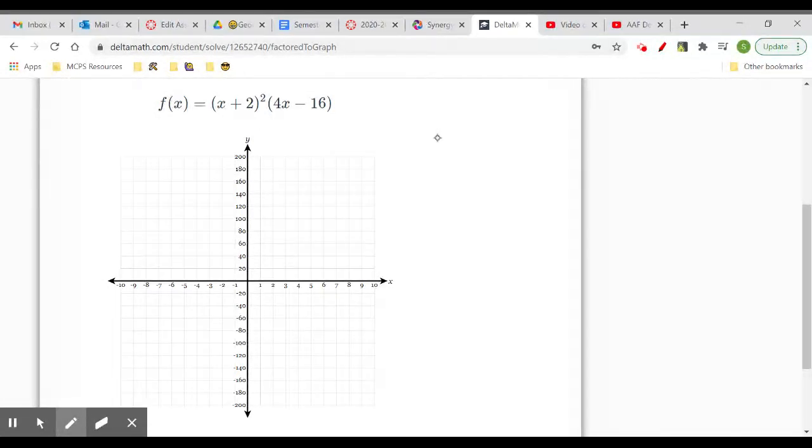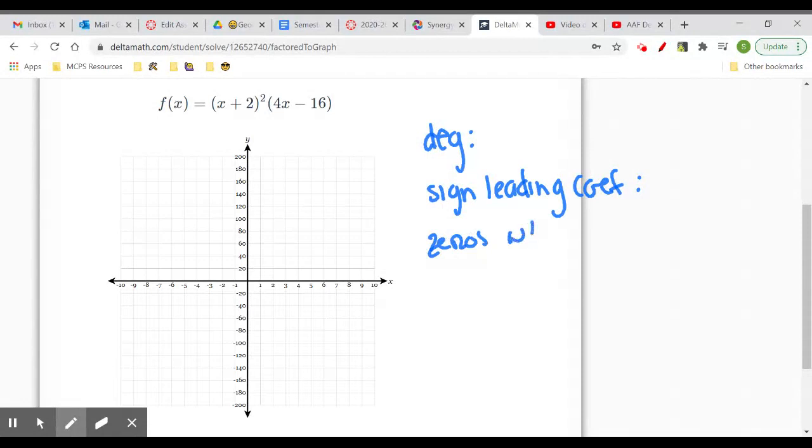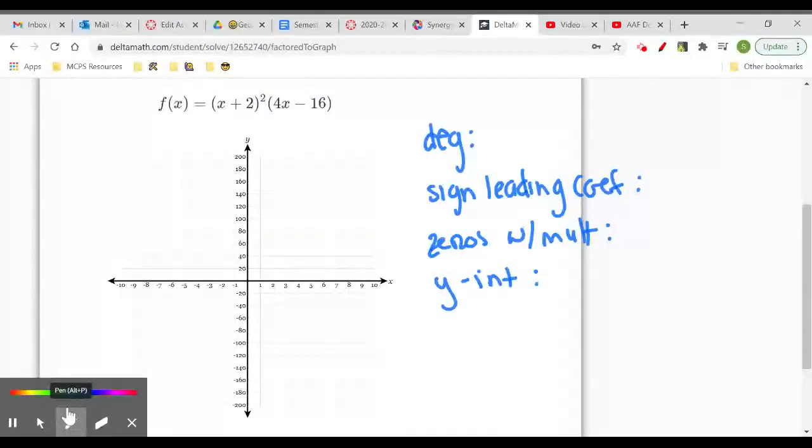So there's a few things that we care about when we're graphing it, right? I need the degree. I need the sign of the leading coefficient. Those are going to help me figure out the end behavior. Like where does it start? Where does it end? I'm not going to start sketching until I know that. What else do I need? I need the zeros with multiplicity. So how many times does each zero happen? And I need the y-intercept. Those are really my critical features here.